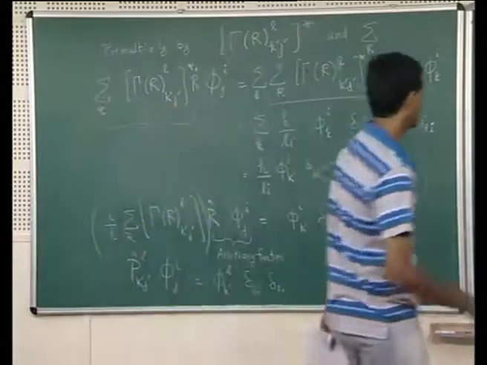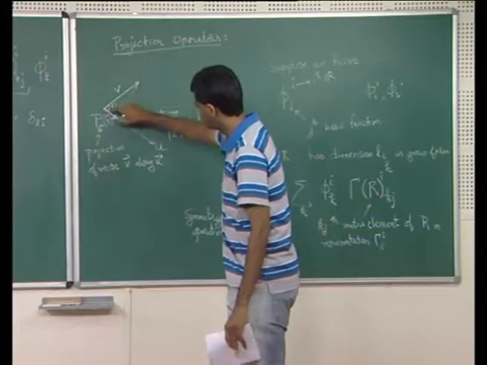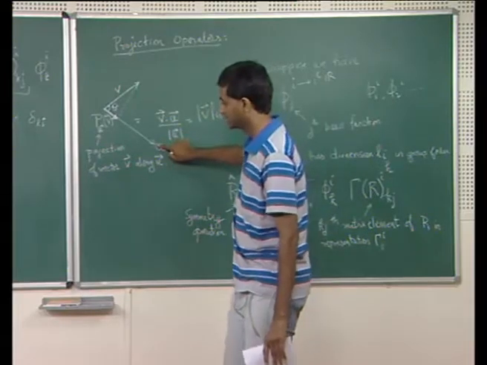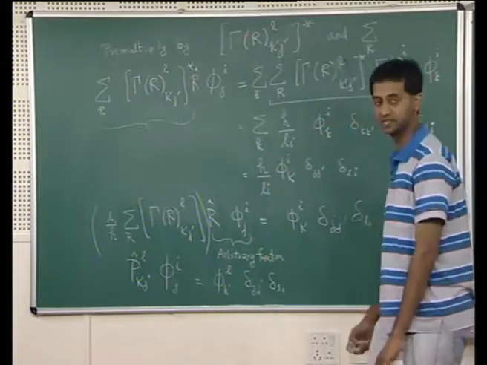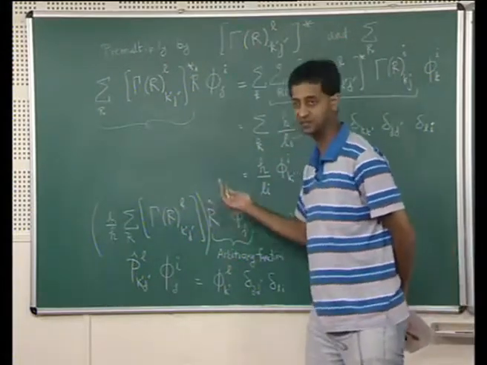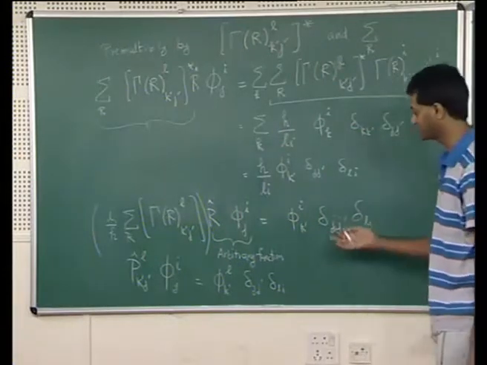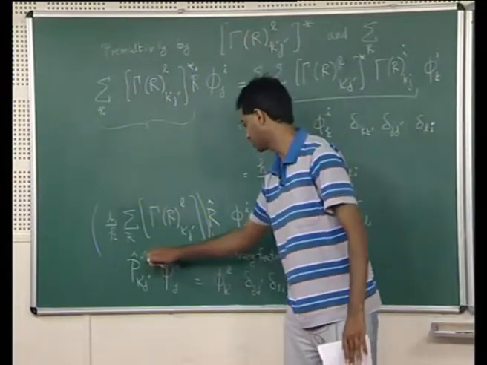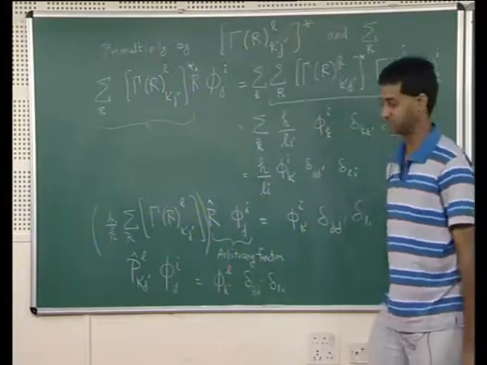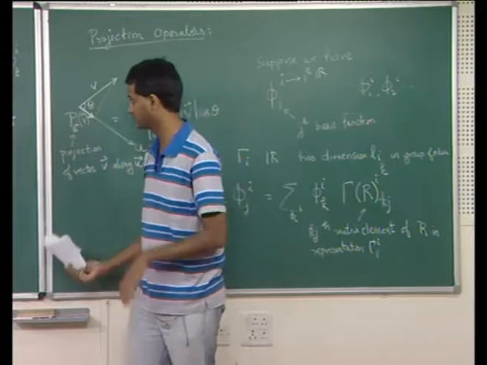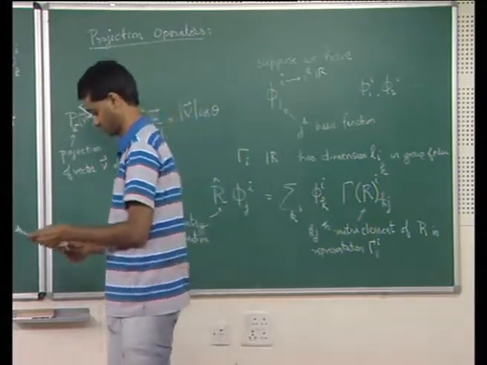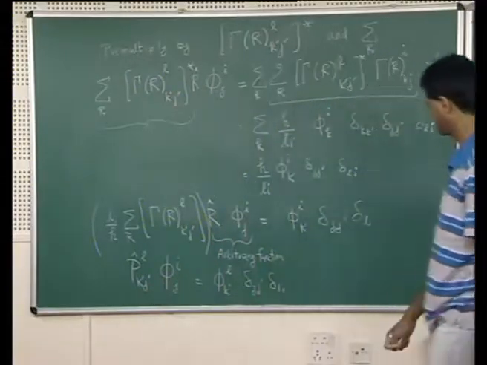Just as in this case you had an arbitrary vector v and you found the projection along u, in the same way you have a basis function in some representation, or you could even take an arbitrary function and project it. You could find the projection onto a certain representation. This is an object that will turn out to be very useful in constructing the symmetry adapted linear combinations. Now let's consider the case where k prime and j prime are the same.